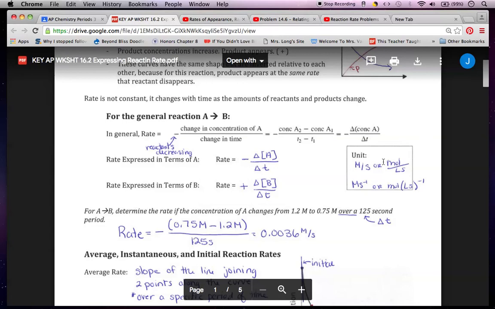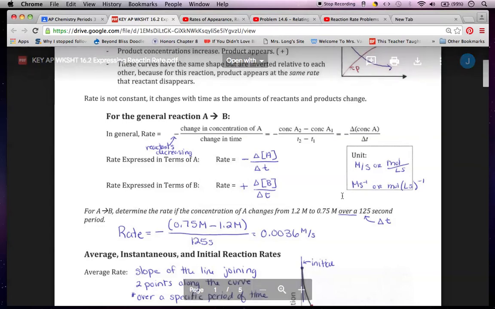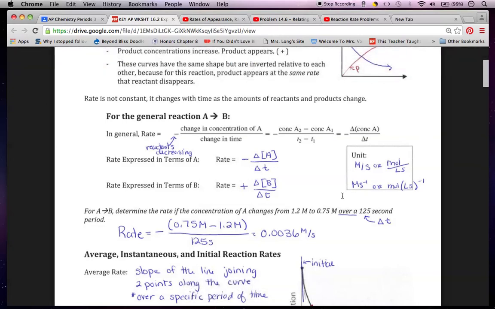And here's a whole bunch of different ways that you could see that. You will every once in a while see just moles per second in some practice problems or videos that are out there. But for the most part, we're going to try to keep it in molar, meaning molarity per second of time.